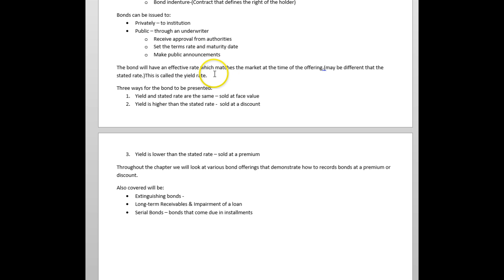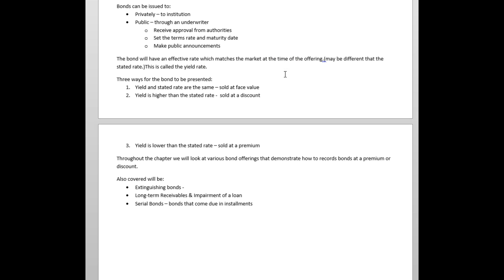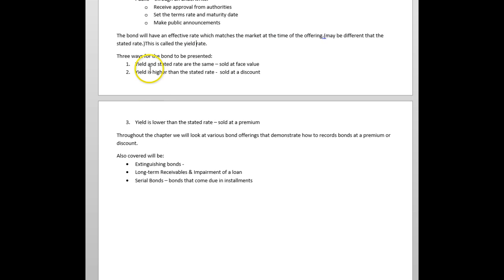The bond will have an effective rate which matches the market at the time of the offering, and that definitely may be different than the stated rate, and this is called the yield rate, which I should have put up under terms, but remember, yield rate. Three ways that the bond can be presented. The yield and the stated rate are the same, so it's sold at face value. The yield rate, or the effective rate, is higher than the stated rate, it's sold at a discount. The yield rate or the effective rate is lower, so it's sold at a premium.